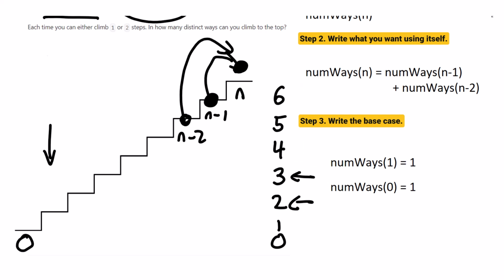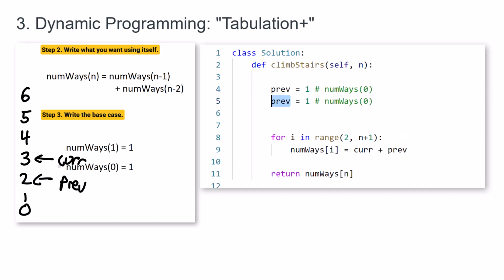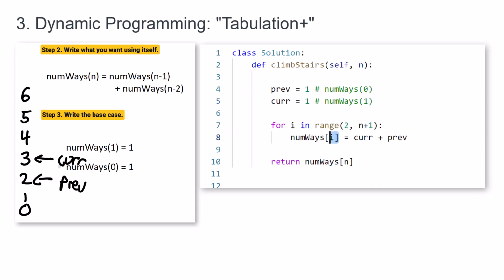So we're going to need variable names for these things. I'm just going to call this prev and this cur. So we can just take our old code, and this is going to become cur, and this is going to become prev. And instead of storing this array, we're just going to store prev and cur. So prev is going to be numways of 0 at the start, and cur is going to be numways of 1 at the start. And those are both just 1. That's our base case. And then after that, we're just going to iterate the same way as we did before.